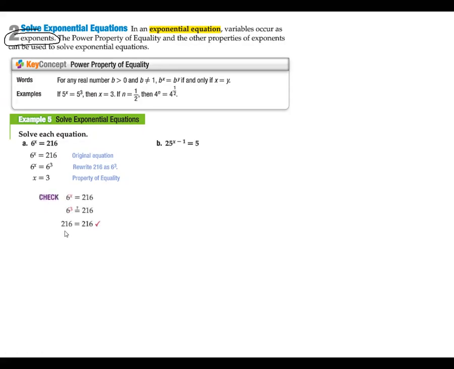So I can check that by putting in 3 for x in the original equation. If I have 6 cubed, I get 216. So x equals 3. That's my answer.